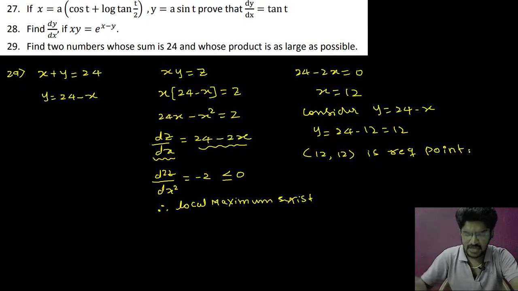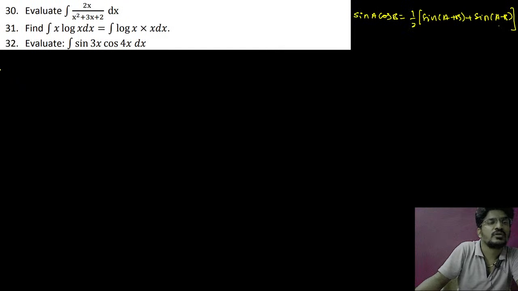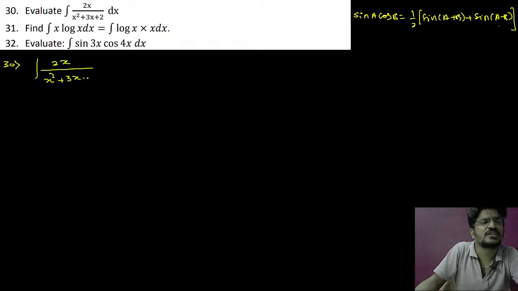So you can just see, problem number 30. Quickly give me thumbs, problem number 30. Okay, so that is integration of 2x divided by x square plus 3x plus 2 with respect to dx.